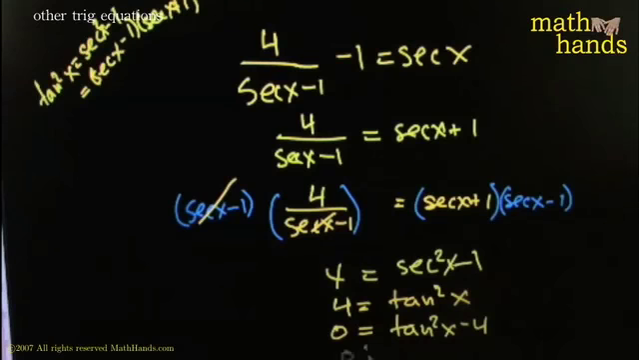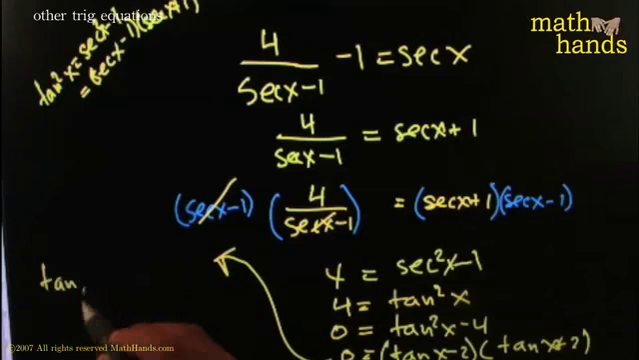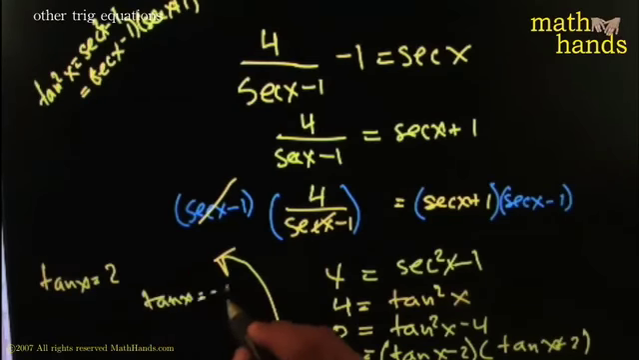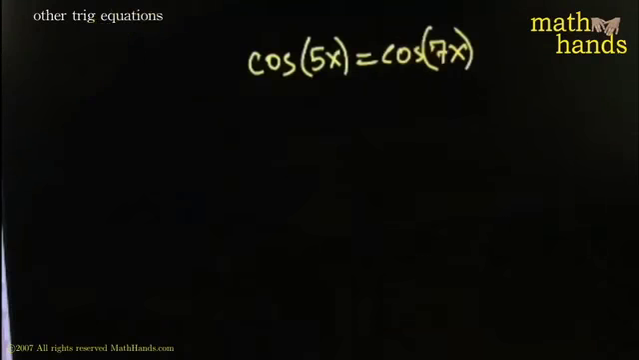And this will give you 0 is equal to tan x minus 2 times tan x plus 2. And I'll continue over here. That means that either tan x equals 2 or tan x equals negative 2. And both of these are easy to do, and I'll let you finish those. So this is a really nice problem. It's a lot like one on the homework. Let's see the next one.